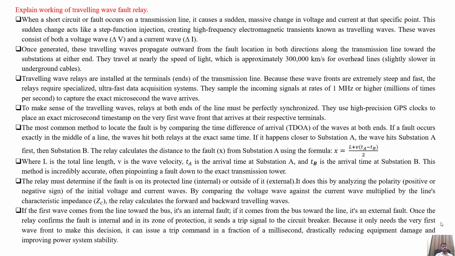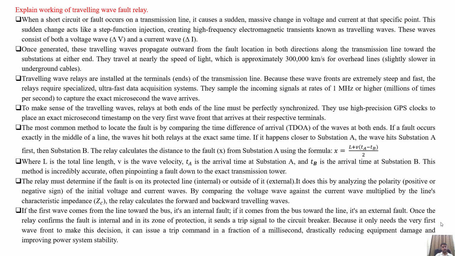To make sense of the traveling waves, relays at both ends of the line must be perfectly synchronized. They use high precision GPS clocks to place an exact microsecond time stamp on the very first wave front that arrives at their respective terminals.